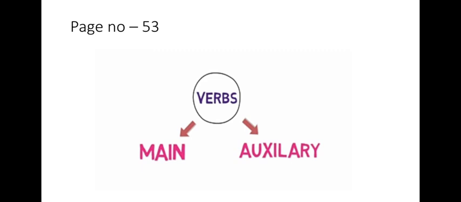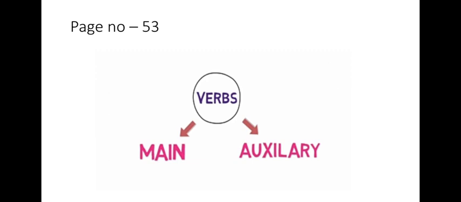In today's video lesson, we would be learning more about verbs. This topic you would find on page number 53 in your textbook. Page number 53. So let us begin with our topic for today. Here you can see in the slide there are two types of verbs. Verbs are mainly of two types, that is main verbs and auxiliary verbs.